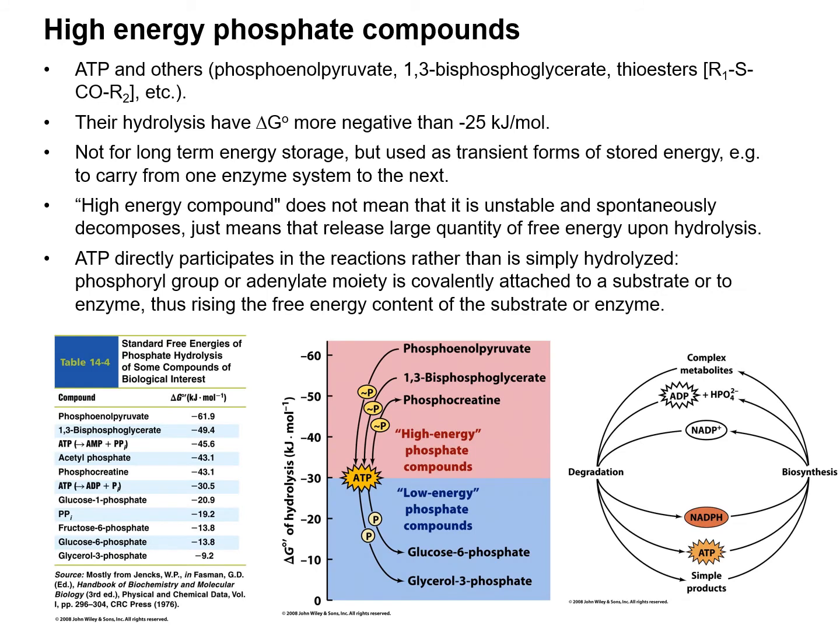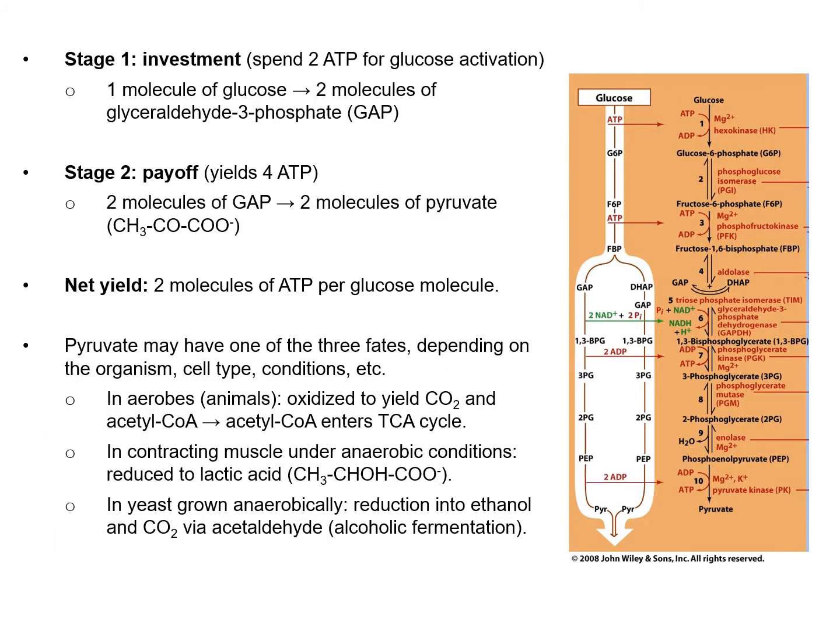We also studied the high-energy phosphate compounds, which have a critical role in the metabolic pathway. And we discussed in detail the glycolysis, each step from 1 to 10. And of course, these are divided into 2 stages. Steps 1 to 5 belong to stage 1, which is the investment stage. And steps 6 to 10 are in stage 2, which is the payoff.